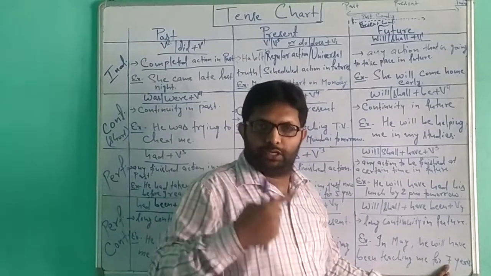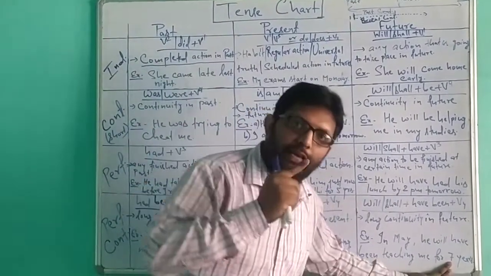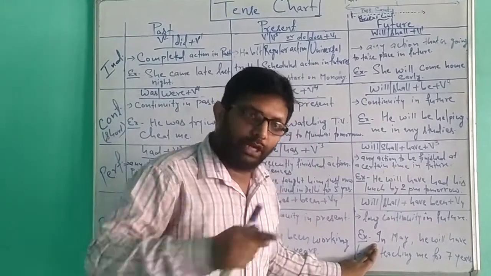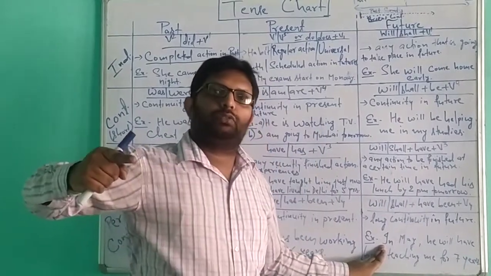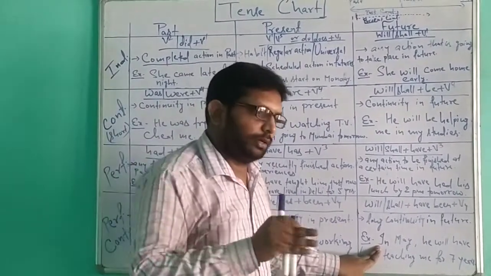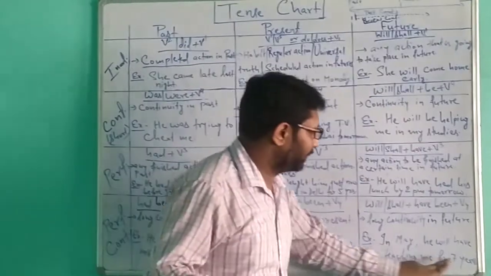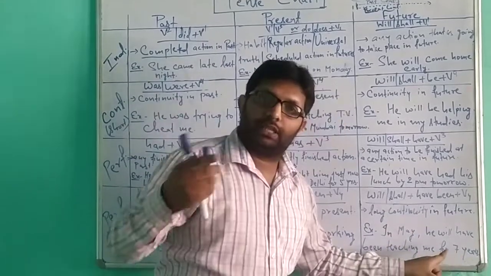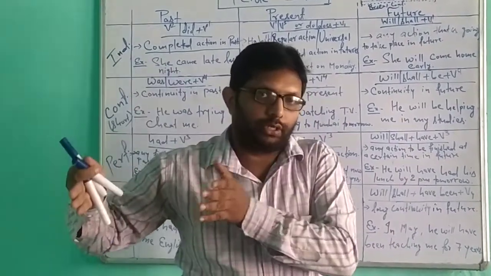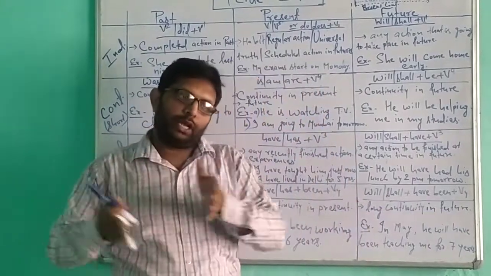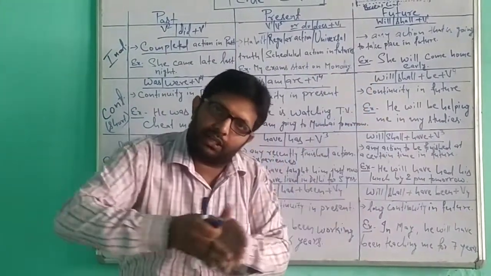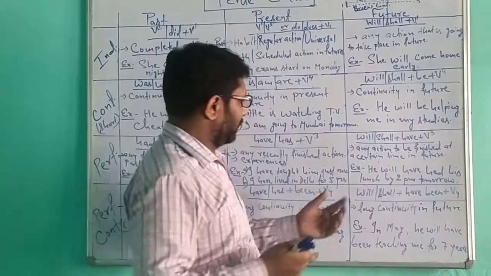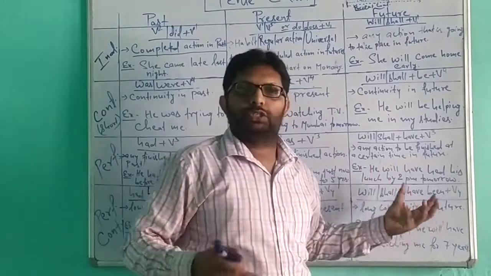He has not completed teaching me for 7 years till now, but I calculated that when May 2020 comes, he will have been teaching me for 7 years. It's only April right now, and he has not completed 7 years, but in May, he will have been teaching me for 7 years. It means at a certain time in future, some action has been taking place for some certain time. This is expressed in future perfect continuous tense.